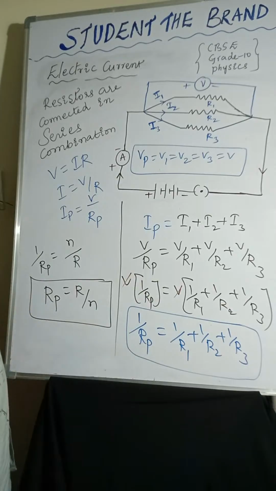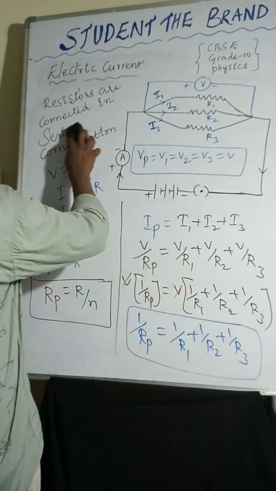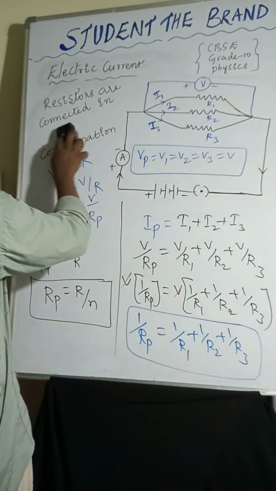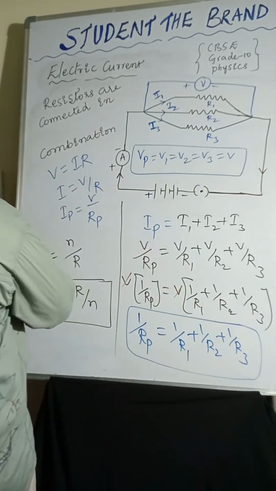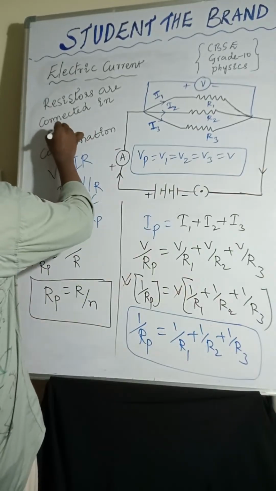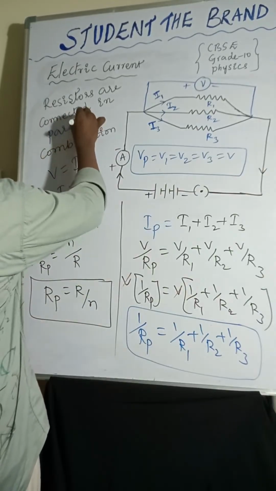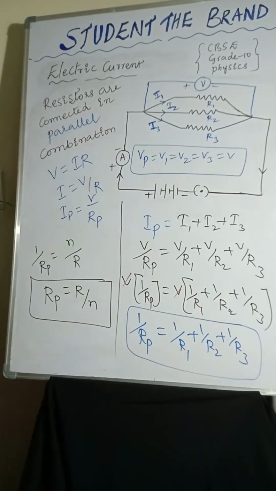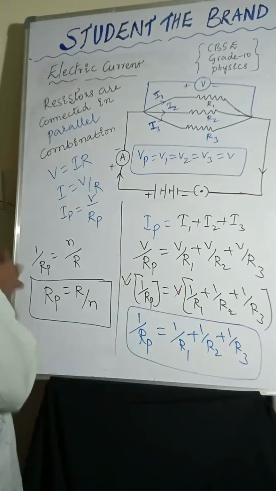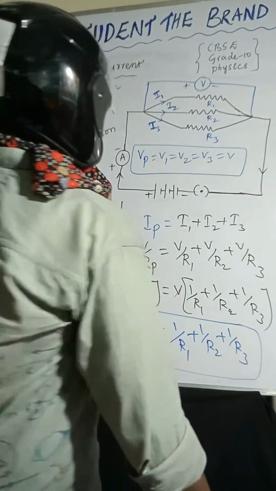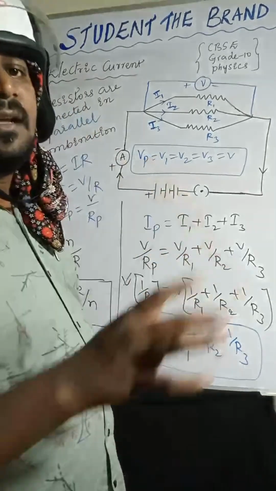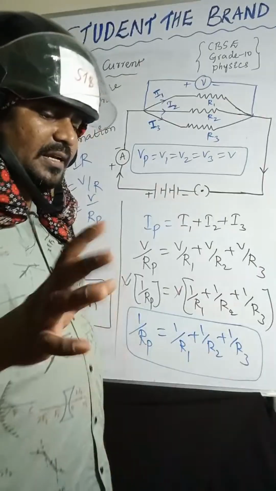Okay, so that's enough. So this is about resistors connected in parallel combination. Clear? Yes. So now we will discuss one more, that is heating effect of electric current.